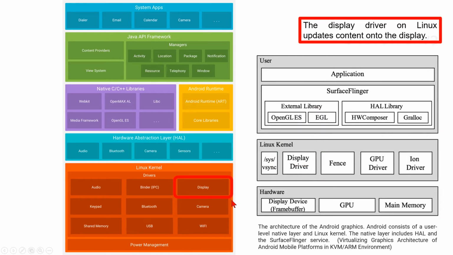Now we are considering the display driver. The display driver on Linux updates contents onto the display. Here you can see the architecture of Android graphics. Android consists of a user-level native layer and the Linux kernel. The native layer includes the HAL and the SurfaceFlinger service, as in virtualizing the graphics architecture of the Android mobile platform in KVM and ARM environments.